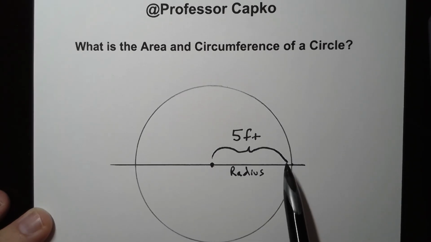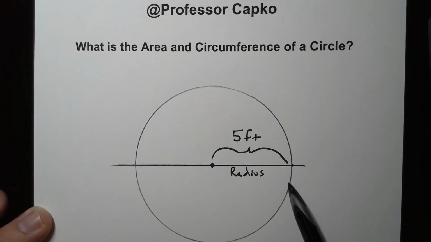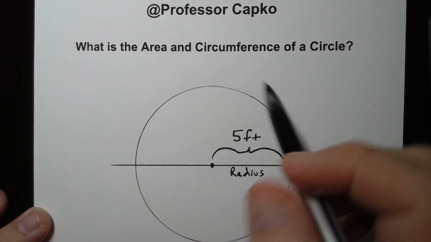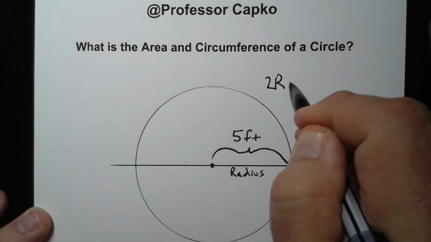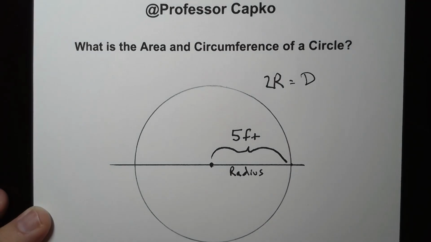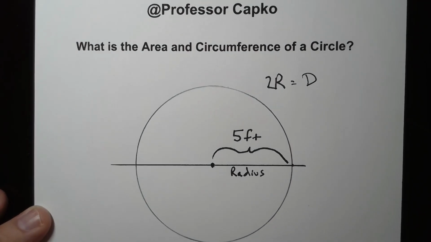So all these formulas will work if you know either the radius or the diameter. Just keep that in mind. So we know that the radius times 2 is equal to the diameter. All right, we're going to tackle the area first.